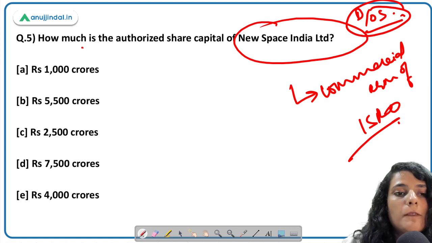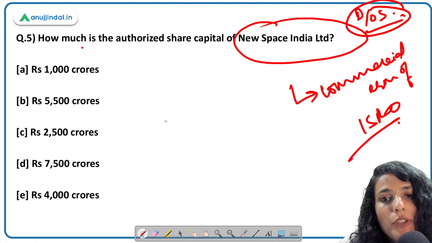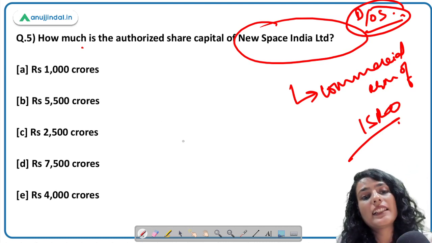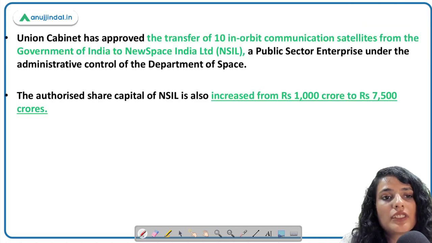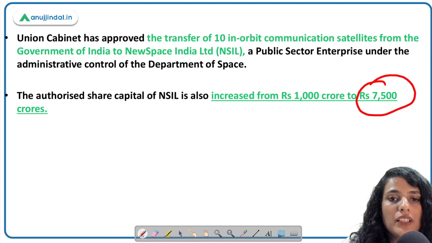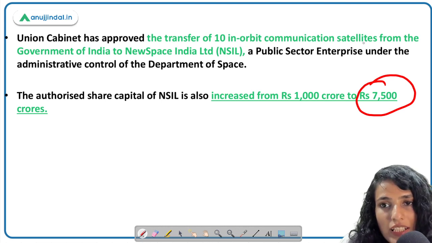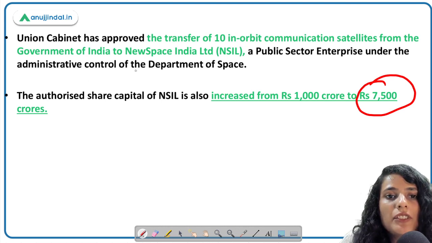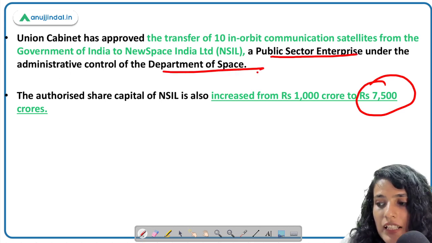So major, let's first answer the question before we discuss some important points that are important to NSIL. So correct answer here is rupees 1000 crore is ka authorized share capital hai, that is an increase from earlier rupees 7500 crore. Okay, so the transfer of 10 in-orbit communication satellites from Government of India to NSIL is a public sector enterprise under the administrative control of the Department of Space.